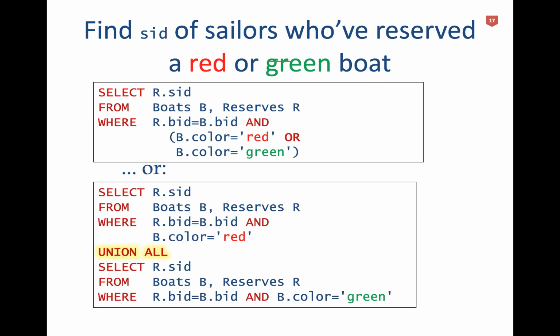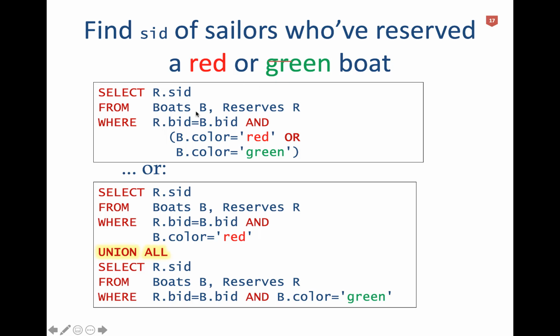Now let's look at this query here. We want to find the SID of sailors who have reserved a red or green boat. So as you can see, we can use the logical operators AND, OR, and we have other keywords like UNION, EXCEPT. We will look at them together in this lecture. So if you want to have the sailors who have reserved either a red or a green boat, so intuitively you would use the OR keyword, and that's what we do here.